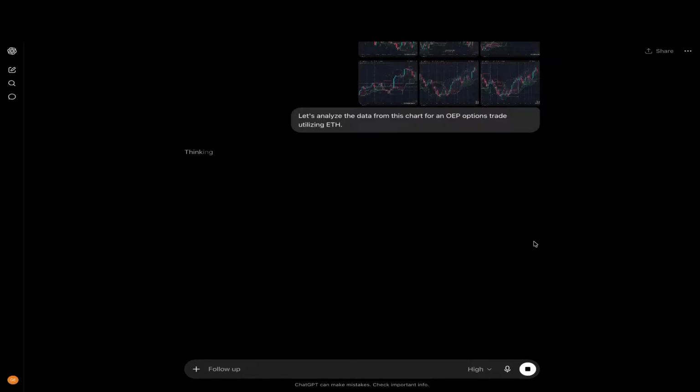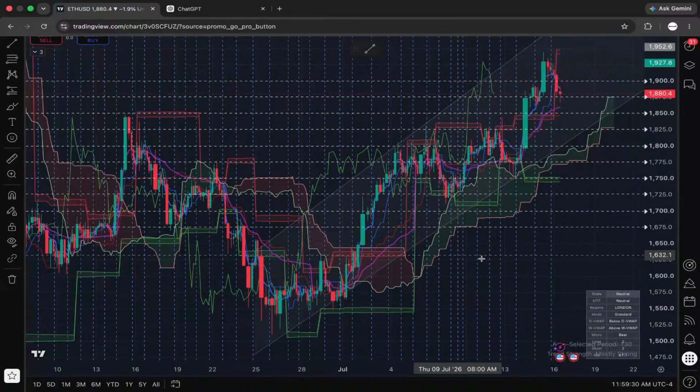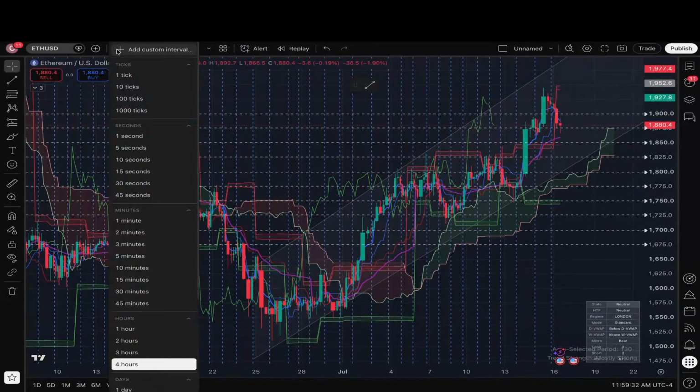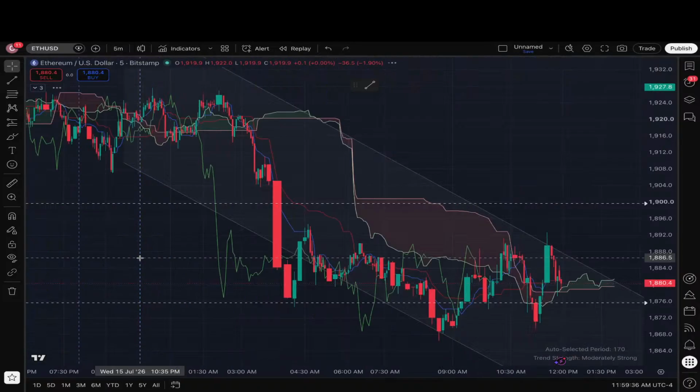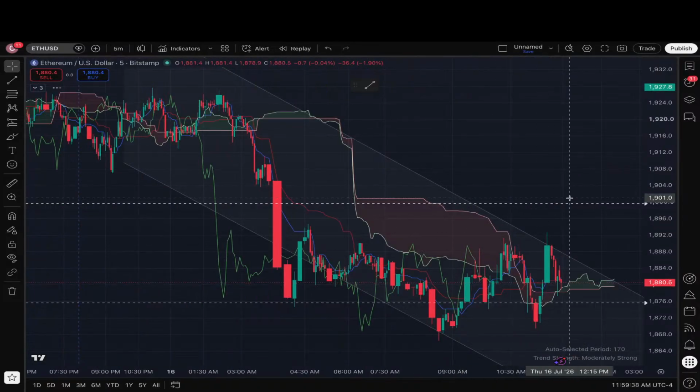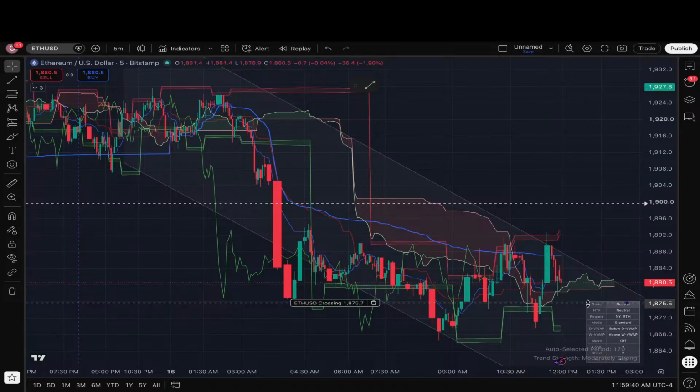All right, so we'll go back to the chart. We'll let ChatGPT finish doing its thing while it's thinking, but it shouldn't be too much longer. We'll go back and check the 5 minute chart to see what's going on. All right, so we have a good support level at $1,869. So we'll be keeping a close eye on if this support holds.